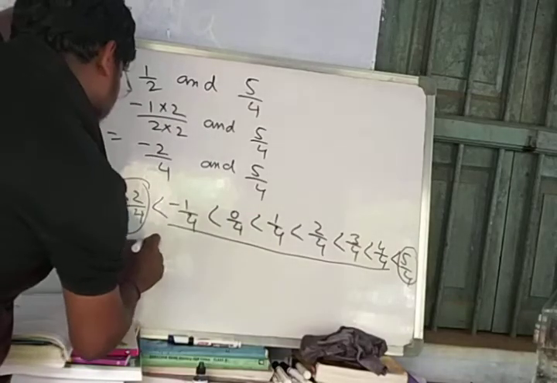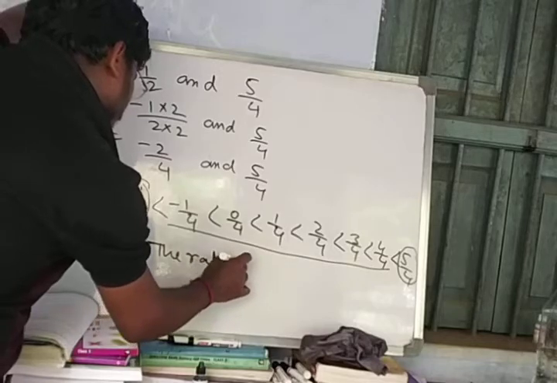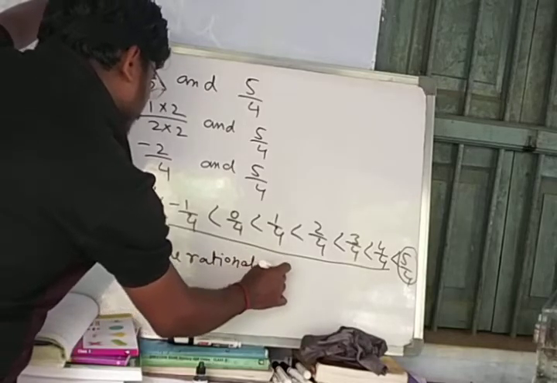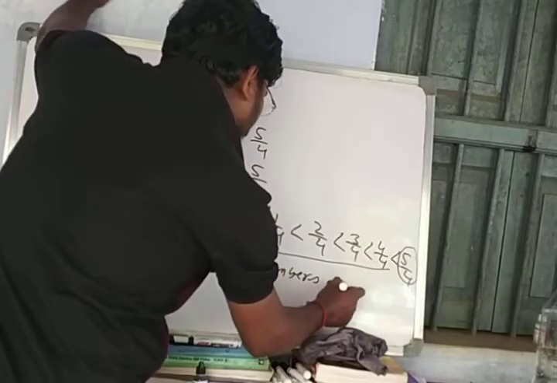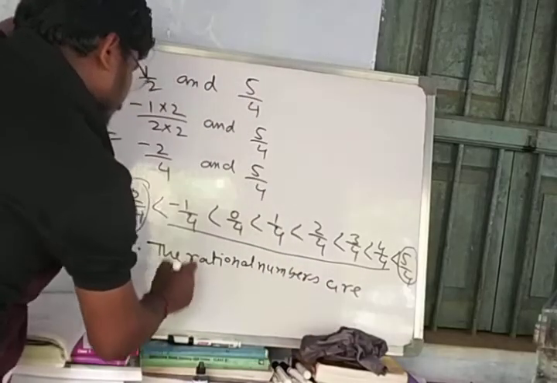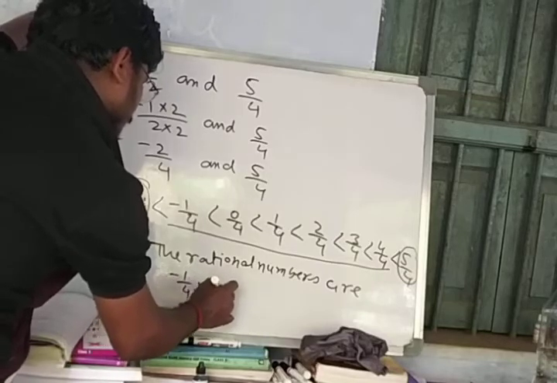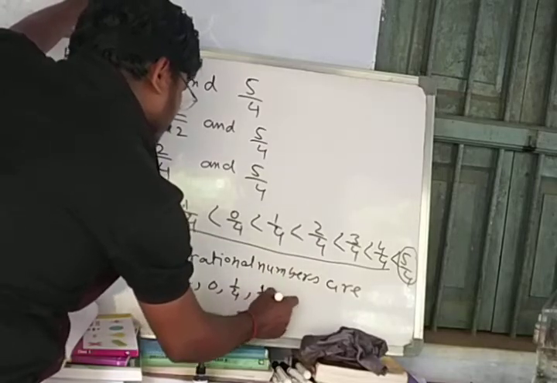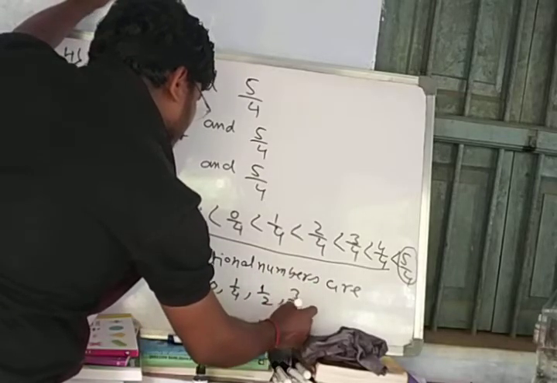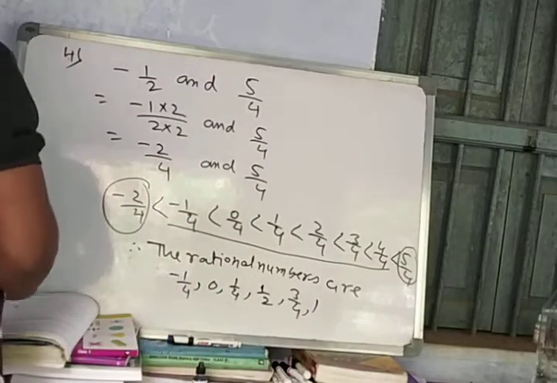Therefore the rational numbers are minus 1 by 4, 0, 1 by 4, 2 by 4 means 1 by 2, 3 by 4 and 1. This is the answer.